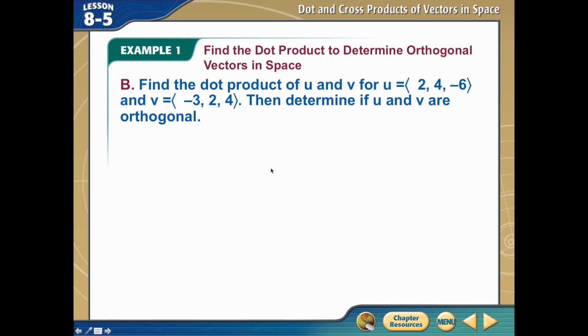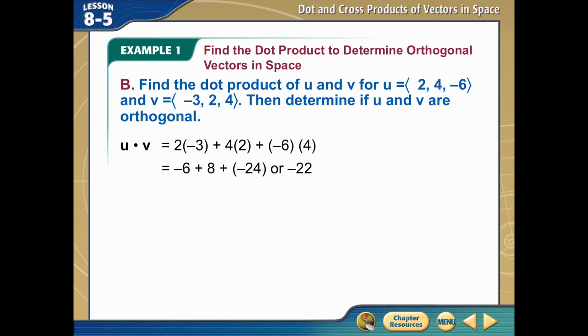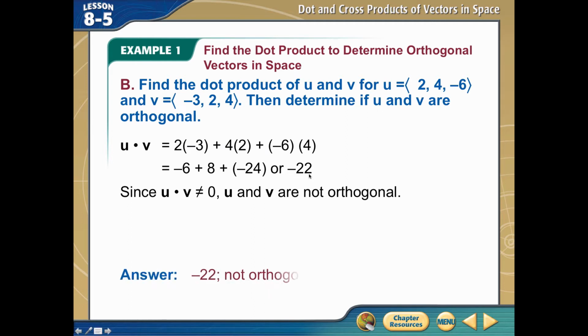And trying to plot 3-dimensional vectors to see if they're orthogonal is, in my view, kind of useless because they're difficult to plot. So let's do the same thing here. U dot V, same thing. It's -22, so they're not orthogonal.